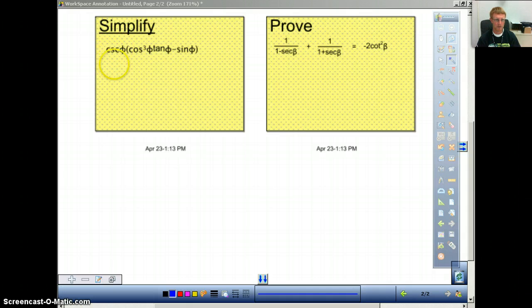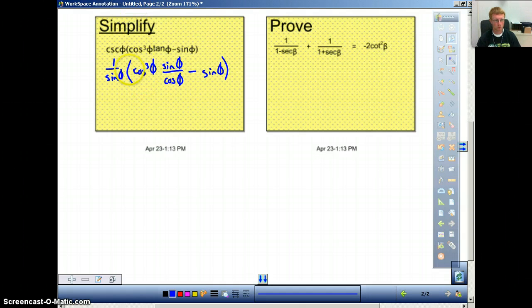We have a cosecant on the outside. So I'm going to turn that into 1 over the sine of phi. On the inside, I'm going to leave the cosine for now. I'm going to change the tangent to sine over cosine. And then I'm going to leave my sine the way it is right now. Okay, again, I just changed a couple things. So now everything's in the right form.